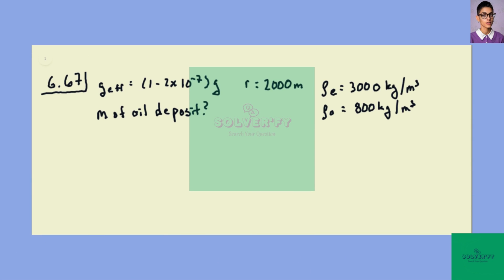6.67. So a geologist who's looking for oil has found that the gravity in some spot is 2 parts in 10 to the 7th smaller than average. And so given some assumptions about the density of rocks and the density of the oil and the deposit being 2,000 meters directly below where the geologist is, we want to figure out the mass of the oil deposit, and we're going to be assuming that the deposit is spherical.